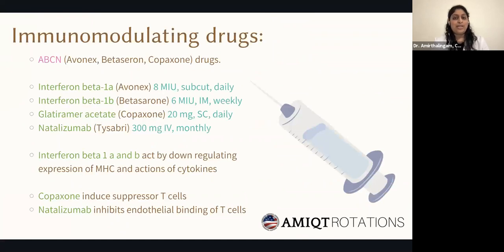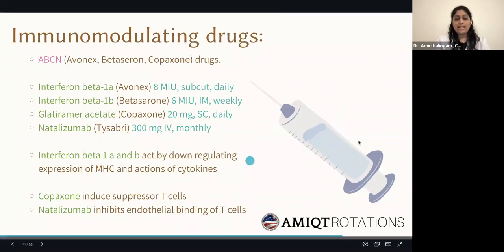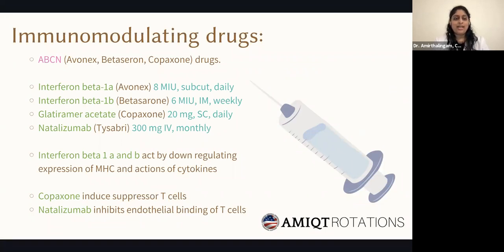So an easy way to remember the immunomodulating drugs is ABCN, the acronym, so Avonex, Betaseron, and Copaxone. Betaseron was actually one of the first medications to be approved, and these are of the interferon class. Interferons act by downregulating the expression of the MHC and also the action of cytokines. Copaxone induces the suppressor T cells, and natalizumab inhibits the endothelial binding of the T cells. So all in all, the role of these medications is to try and prevent the immune process from occurring.